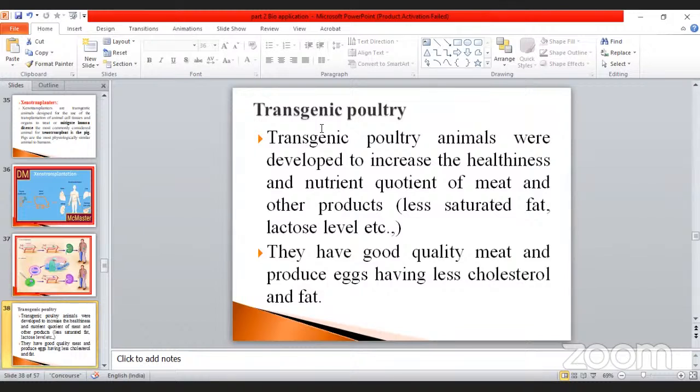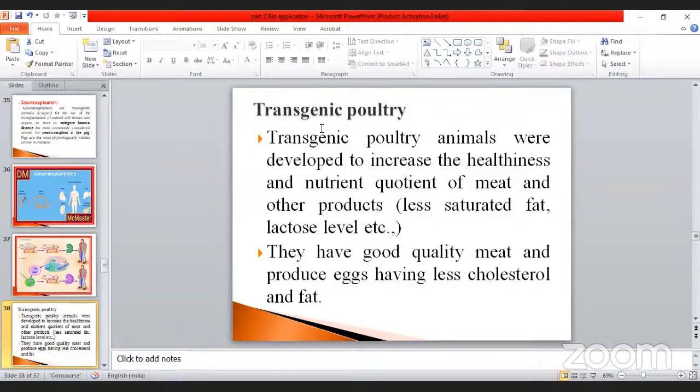The next one is called transgenic poultry. What is meant by poultry? Poultry is mostly used for two purposes only. One is egg, another is meat. In transgenic poultry, the egg-laying capacity increases, and at the same time the muscle weight also increases, and some of the fat is also removed. Okay, see that one.